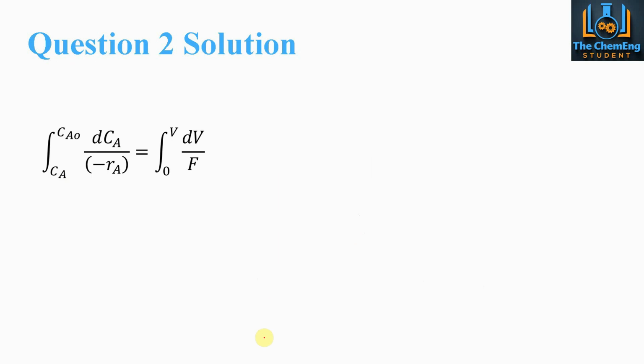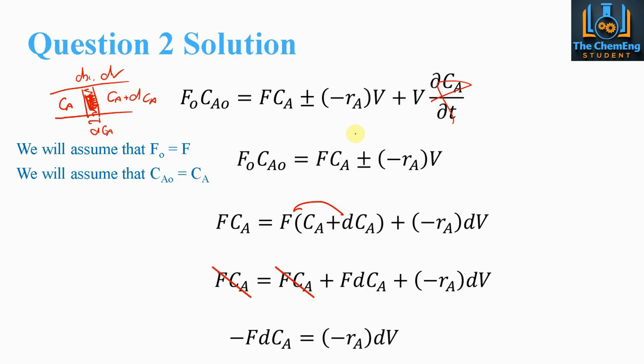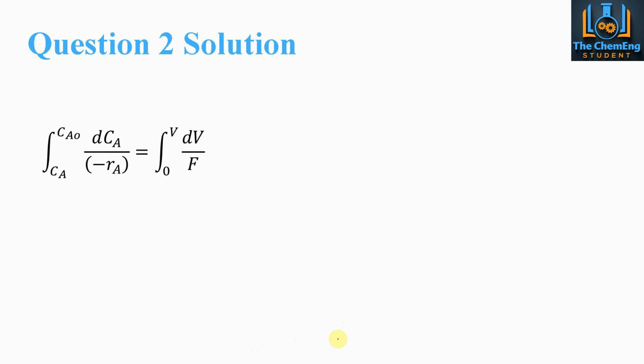So now what we can do is integrate this by, if we look here, separating these variables. So we can bring this across to that side and then bring the minus F across to that side, because minus Ra is a function of the concentration Ca. So that's why we have dCa over minus Ra is equal to dV over F. Now our limits again are going to be from the concentration Ca naught to Ca, and from 0 to the final volume.